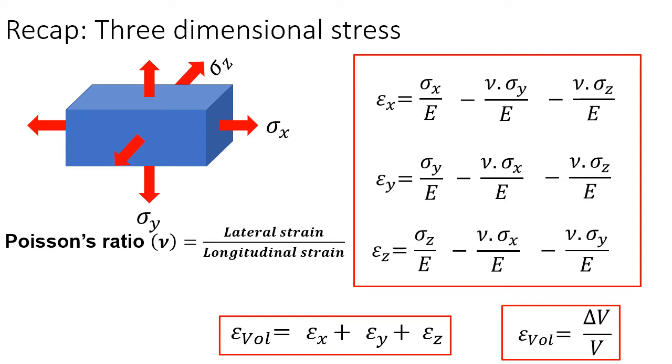This week we're going to look at a particular application that gives us a combined stress state where we've got at least two stresses in orthogonal planes. We're going to look at thin-walled pressure vessels.